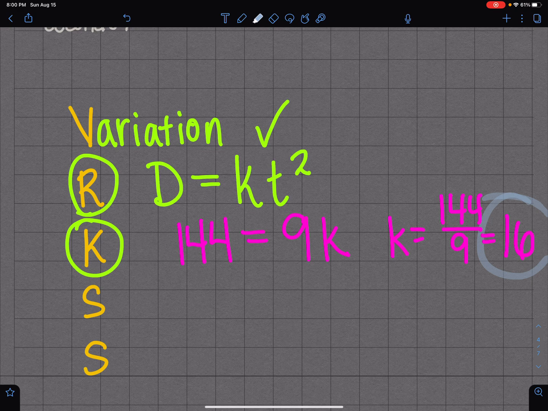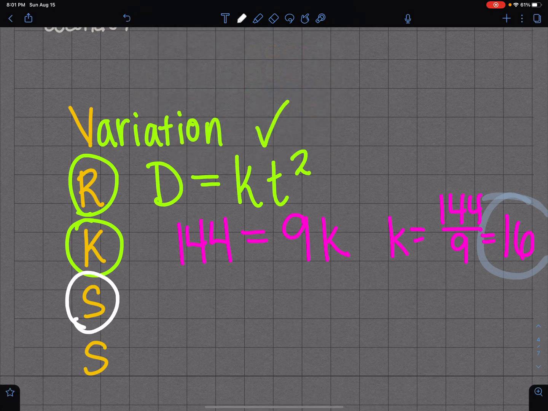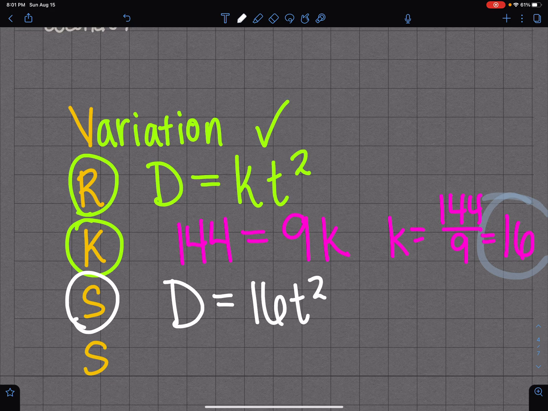Right? Because k is a constant. It's always going to be 16 in this problem. So now we stick it into our original equation. Stick it in. That's the next step. Do what works. So let's stick it in. d is equal to 16 times t squared. That's our new equation. Now solve for the thing that they want us to solve.